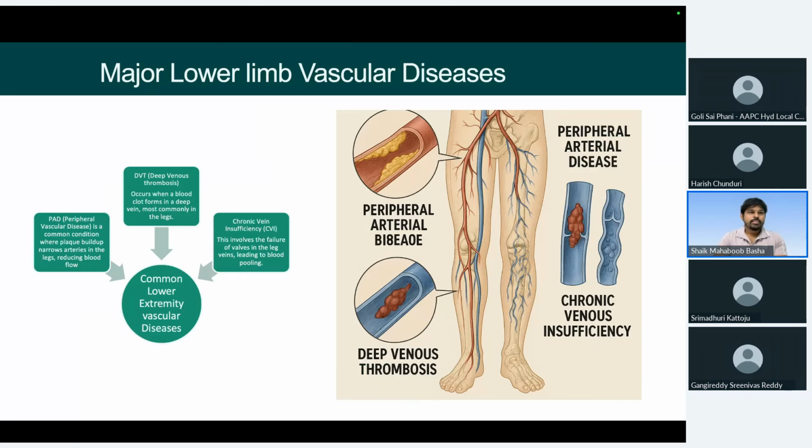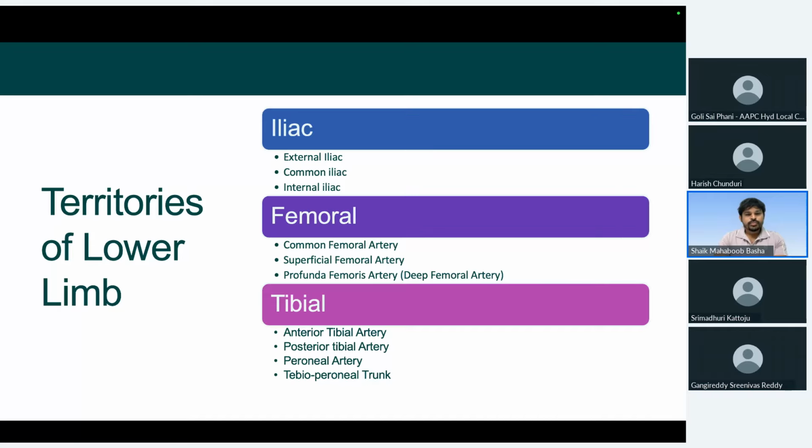So what are the common blood vessels? Apart from those I mentioned under the femoral territory, do you know any other artery names? You can write your comment in the chat box. In iliac, I know there are three arteries, and in tibial there are four. In femoral, we do have other artery names also. If you know, just ping in chat.